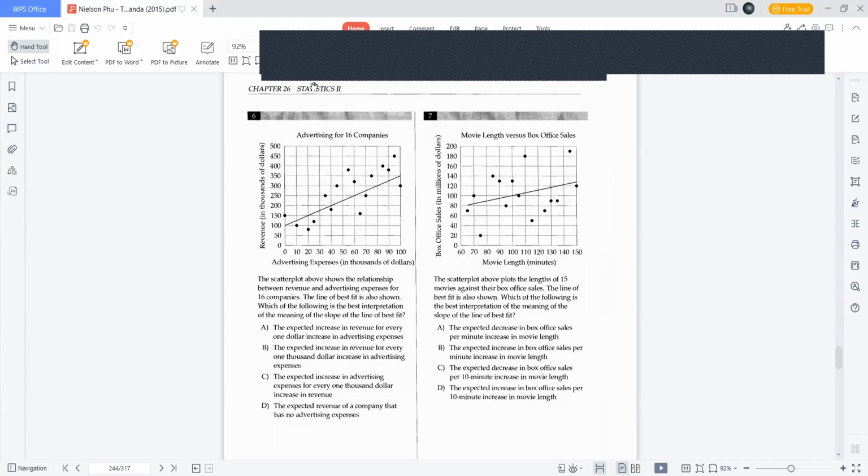Okay, whenever you see a graph, the x-axis is always the variable that you set, or the one that you're measuring against. So it can be time. In this case, it can be something like your advertising expenses. You decide how much money you spend on advertising, right?